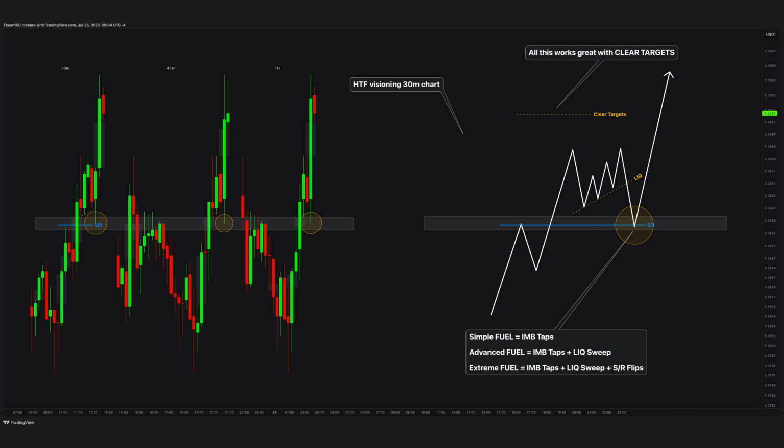However, do not forget this. If you want to have higher success and better win rates, then you also need a direction, a clear target. Clear targets like equal highs or previous day highs, or maybe a combination of them. As you can see, trading is all about combining multiple concepts together.